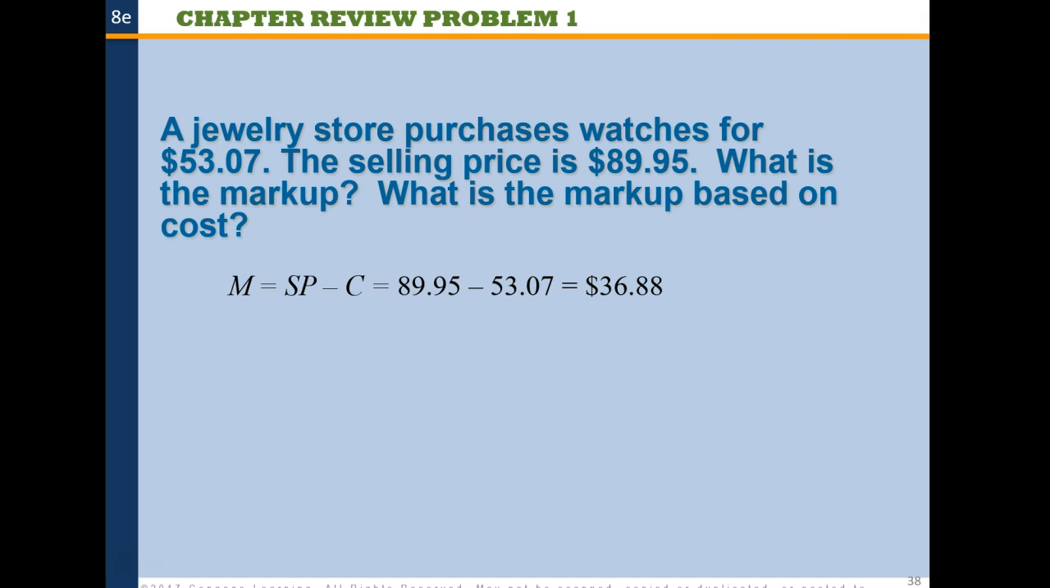Okay, now we are quickly going to go over these chapter review problems. A jewelry store purchases watches for $53.07. The selling price is $89.95. What's the markup based on cost? So the markup is calculated at $36.88, and the markup based on cost is 69.5%.